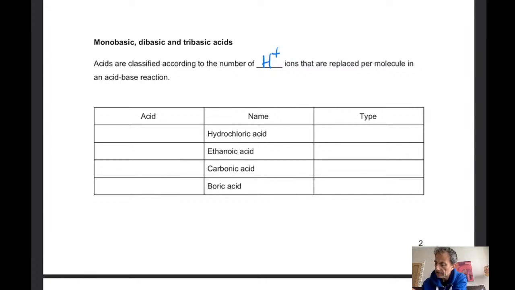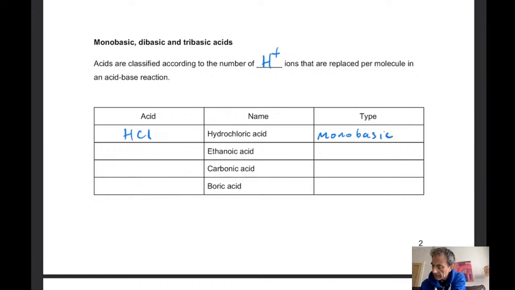So hydrochloric acid, HCl. You can see straight away from the formula that it's only got one proton to replace, and so this is what we call a monobasic acid. Mono obviously meaning one, monobasic.